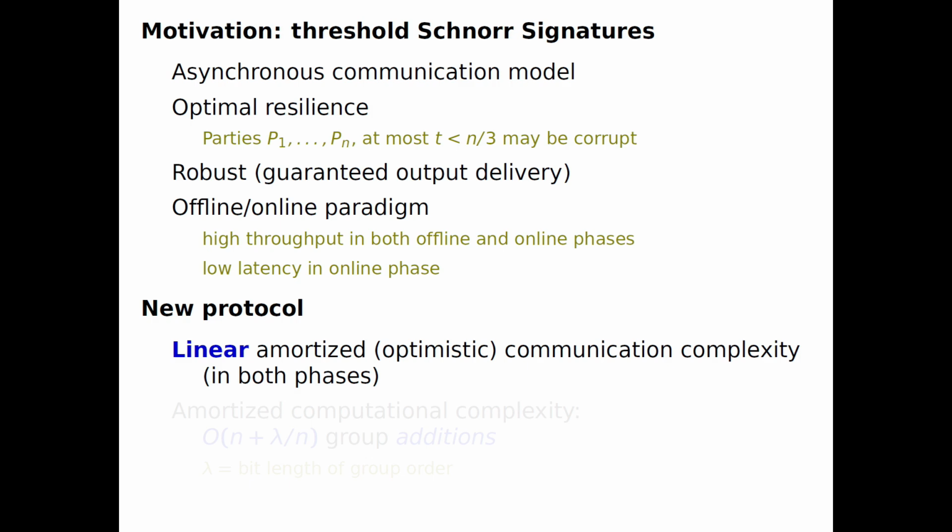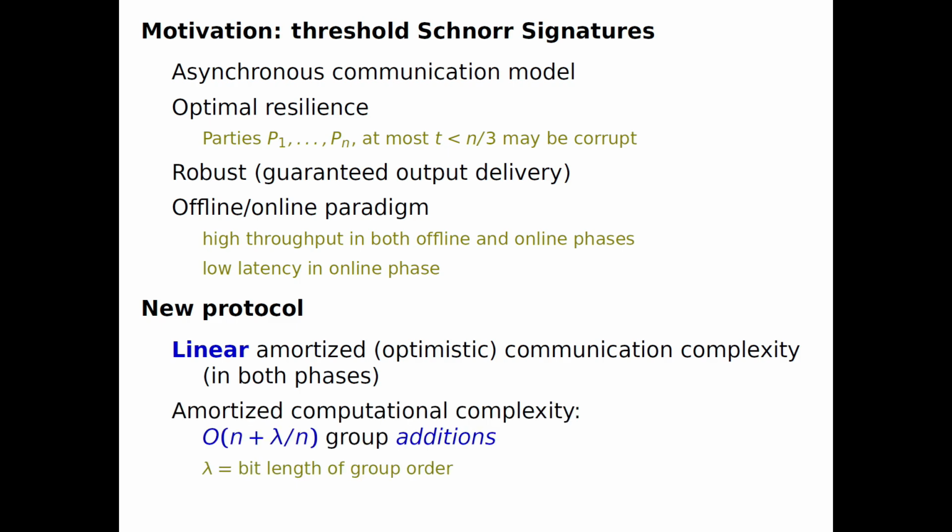This is amortized, like I said, and it's also optimistic. It means that if all the parties are honest, we'll achieve this complexity. If some parties are corrupt, the communication complexity will degrade linearly with the number of actually corrupt parties. And if any party does try to behave in an adverse way to cause this blow-up in communication complexity, they will be caught and they will be punished. So it's actually a very nice form of optimistic complexity measurement.